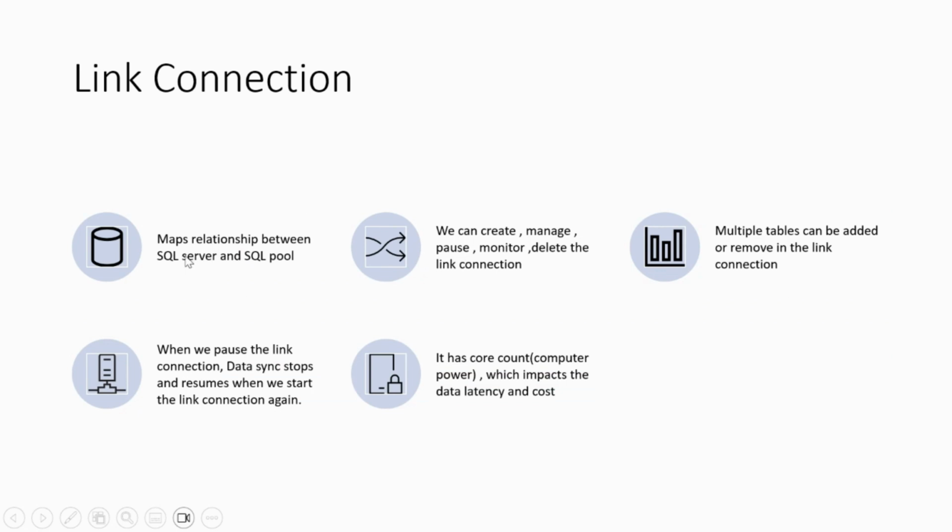So what is a link connection? A link connection maps a relationship between SQL Server and the pool. We can create, manage, pause, monitor, and delete a link connection. Multiple tables can be added or removed in a single link connection. When we pause the link connection, data sync stops and resumes when we start the link connection again. So for example, if you feel that you don't need to pull the data now, you can just pause the link connection, and whenever you resume it, it'll start from the place it got paused. So it will again pull the incremental data and not exploit the resources by pulling all the data again.